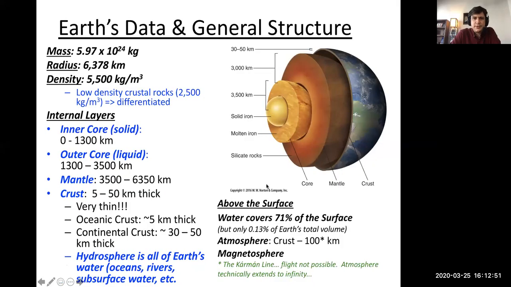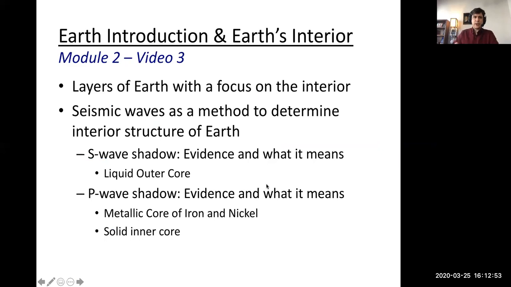Let me bring up the correct slides. So here we are in video 3 for module 2. We're going to start at home with the Earth, and we want to look at the layers of Earth, and we're going to focus on, in this video, the interior layers. We'll return later to talk about the atmospheric layers of the Earth.